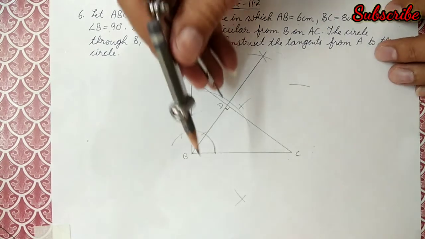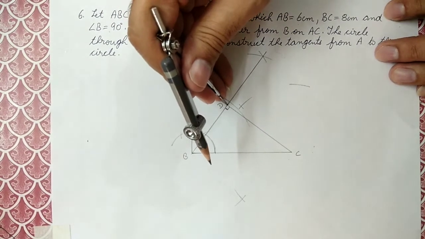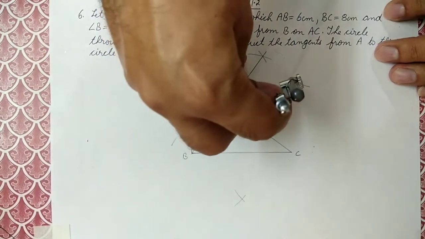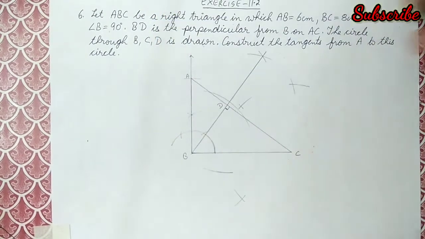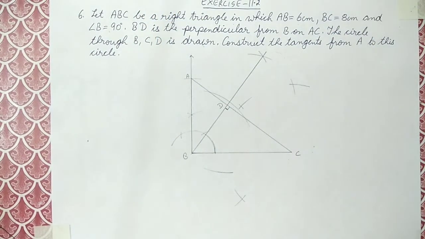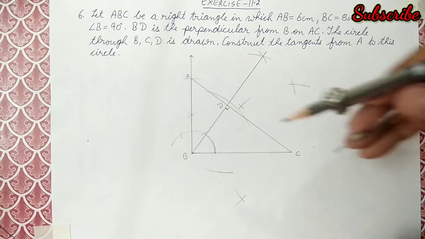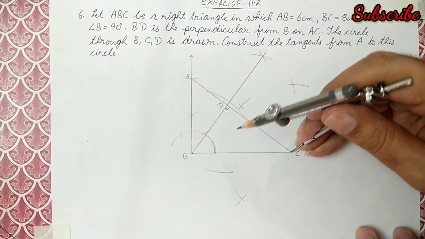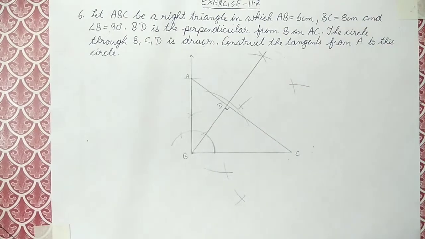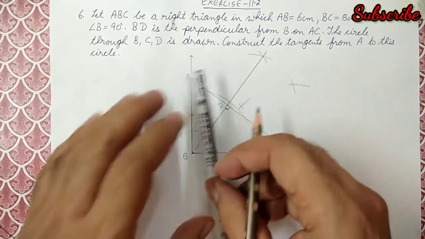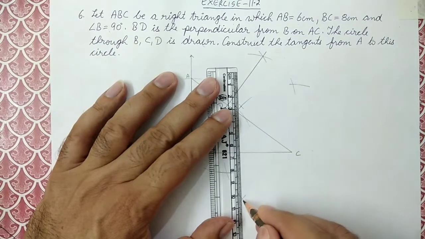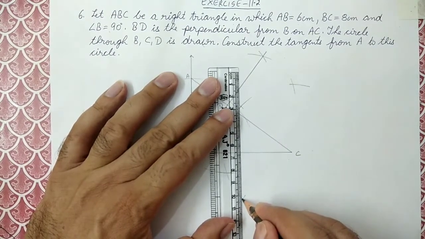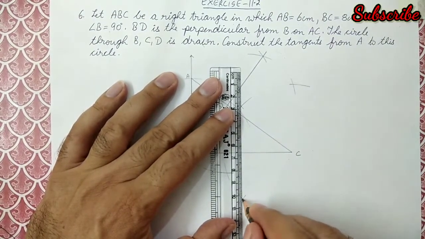Now keeping the compass at D, I mark 2 points, one here and one somewhere here. Now from C we have already drawn one arc. Now we draw the other arc. Right. So we join them. First we draw the perpendicular bisector of BC. So these are 2 points, very carefully we draw them.